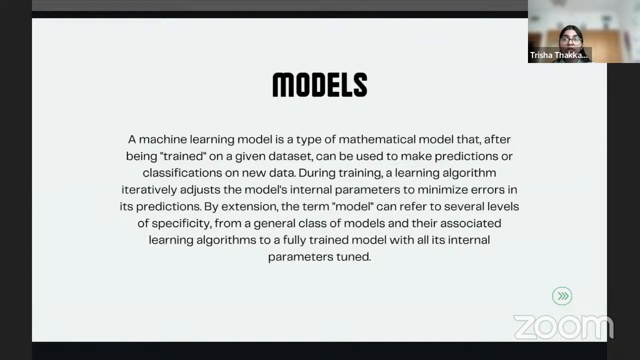Now, I'll be talking about what models are. A machine learning model is a type of mathematical model that, after being trained on a given data set, can be used to make predictions or classifications on new data. During training of a dataset, a learning algorithm adjusts the model's internal parameters to minimize the errors in its predictions. By extension, the term model can refer to several levels of specificity, from a general class of models and their associated learning algorithms to a fully trained model with all of its internal parameters tuned.